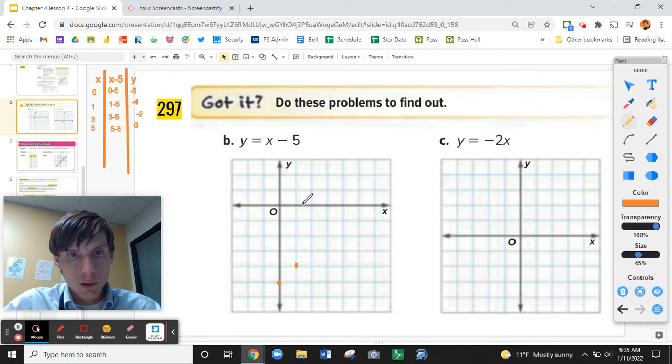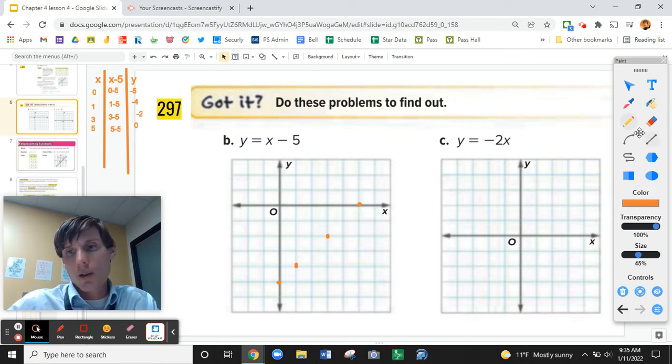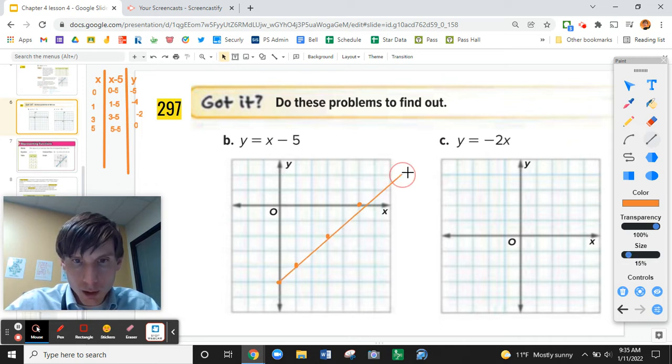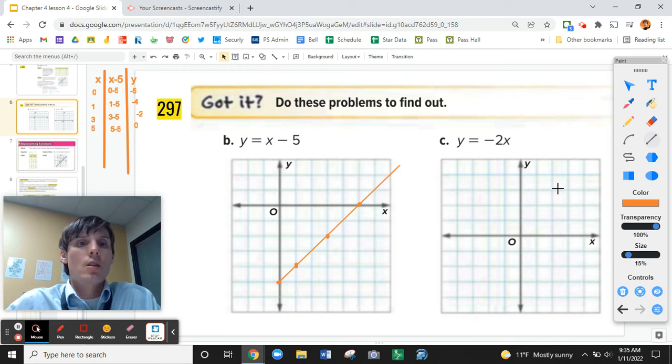Next one, 3 over, 1, 2, 3. And then I go 2 down, 1, 2. And then we have 5 over, so it's 3, 4, 5, and 0. Okay, so there we have our points plotted. We can connect those with a straight line. Go from here to there, like so. Okay, so we've got all of our coordinates, table plotted out.